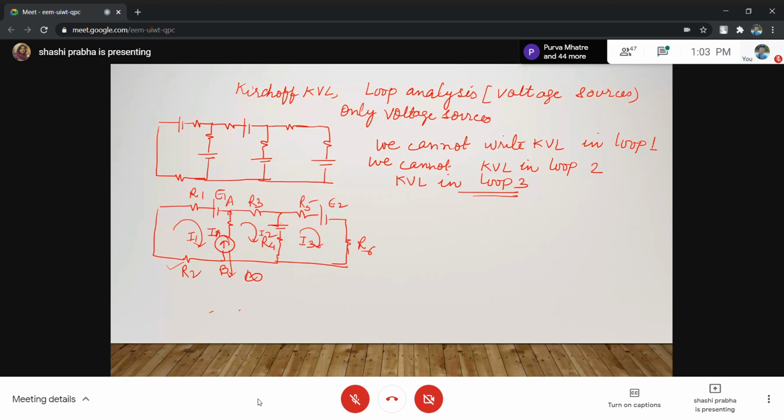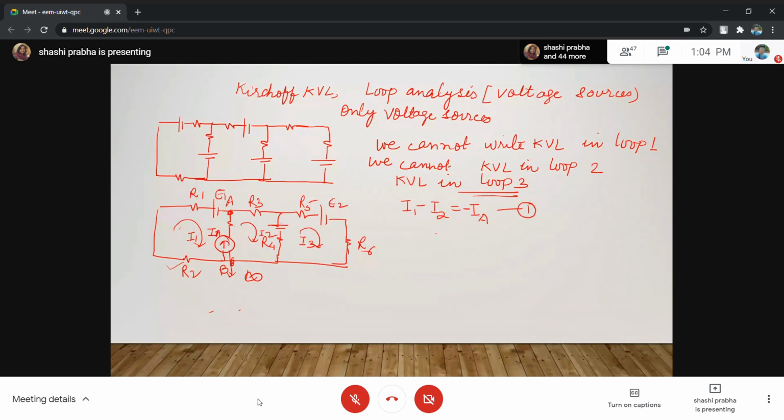So, what is the current in this branch? I1 is downward and I2 is upward. So the current in this branch is I1 minus I2. This is equal to IA if upward, so downward it is minus IA. I1 is downward, I2 is upward, so I1 minus I2 is equal to minus IA. This I will call equation one. Now, the second equation you can write from here.